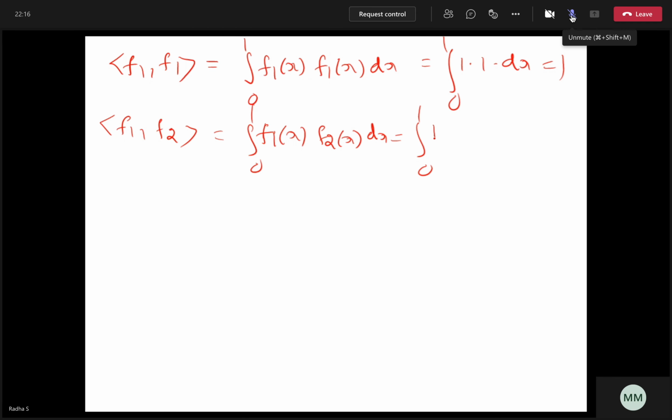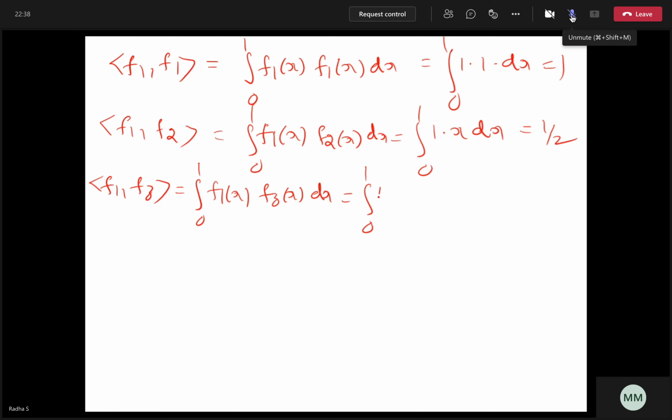Integral 0 to 1, 1 into x dx. What is the integral value? x square by 2, 1 by 2. Then F1, F3: integral 0 to 1 of F1 of x times F3 of x dx.